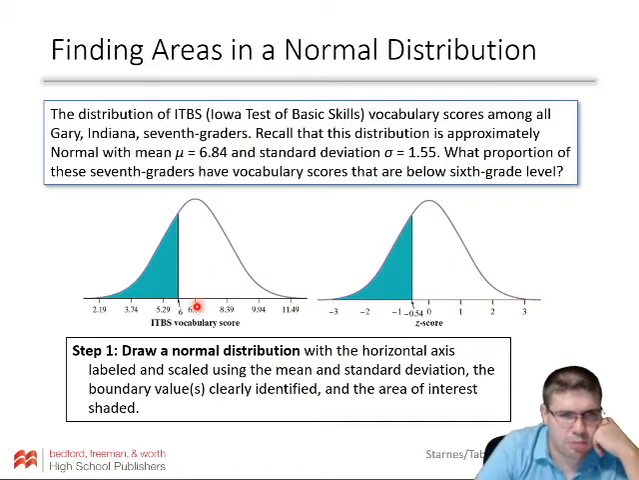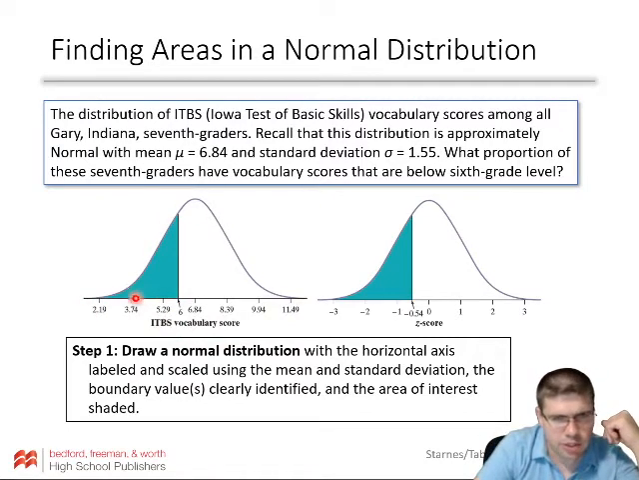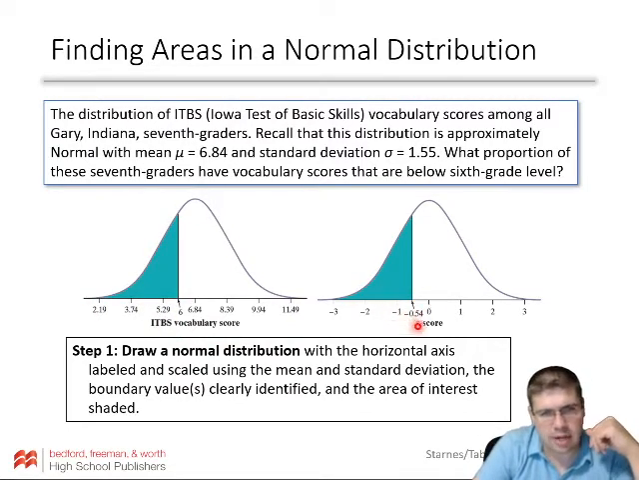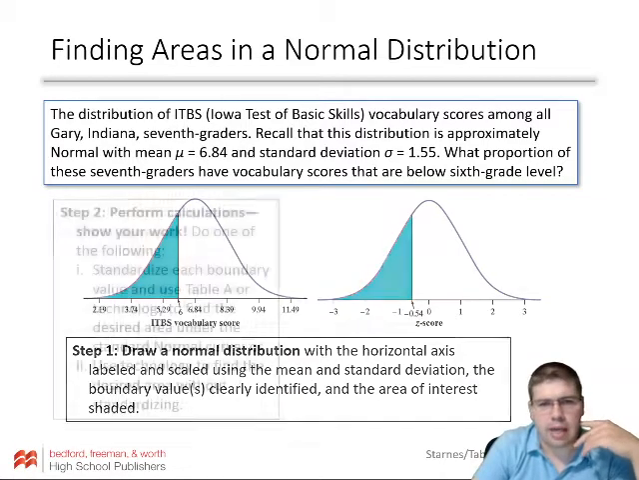I can show the original mean, show 1 standard deviation above, 2, 3 above, 1, 2, 3 below, show your boundary value, and then shade the region. But we can also do it standardized in terms of z-scores. All right, so then the next step is to actually perform your calculations.